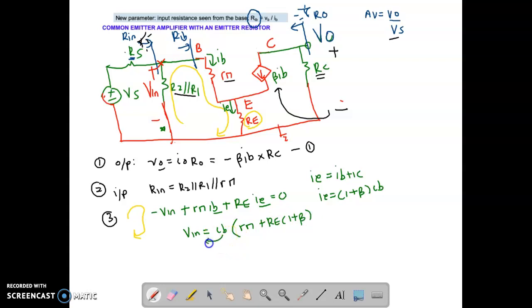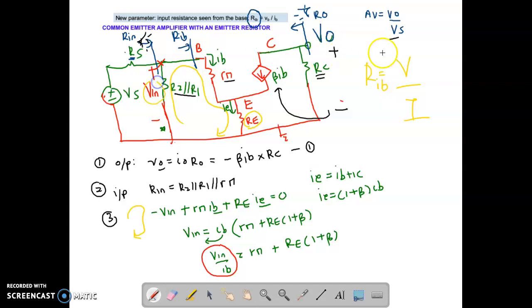So if you put your IB down, it becomes Vin over IB equals Rπ plus RE (1 plus beta). Okay, so now what is actually Vin over IB? Remember just now we introduced one new parameter. So now look at this point. R is actually, by Ohm's law, R equals V over I. So if you want to find the resistance at the IB, what is the voltage drop across it?